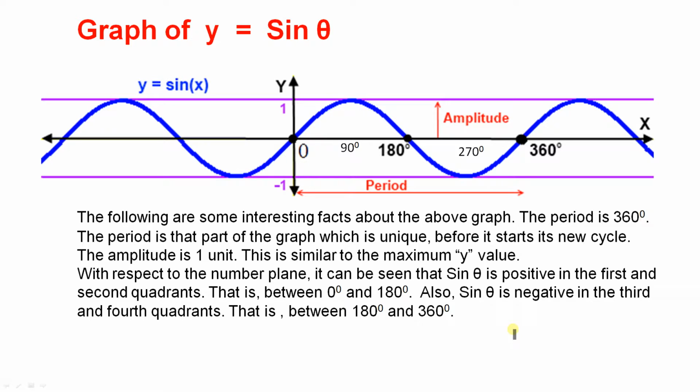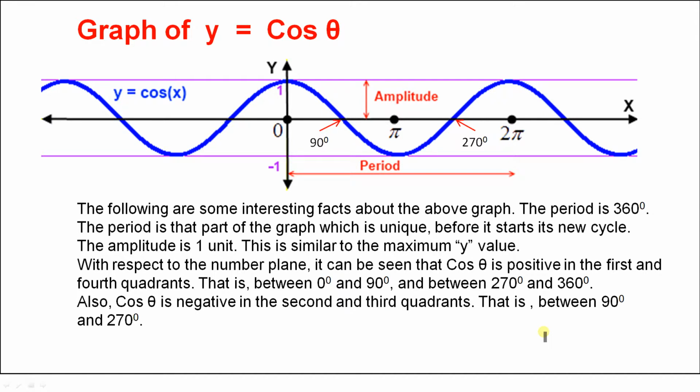With respect to the number plane, it can be seen that sine theta is positive in the first and second quadrants. So see here, from 0 to 90, from 90 to 180, that whole section there represents the first two quadrants, and sine theta is positive. Sine theta is negative in the third and fourth quadrants. So all along here, between 180 and 270, from 270 to 360, that part of the graph is negative, and that represents the third and the fourth quadrant.